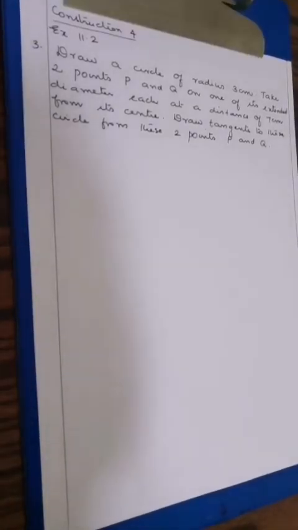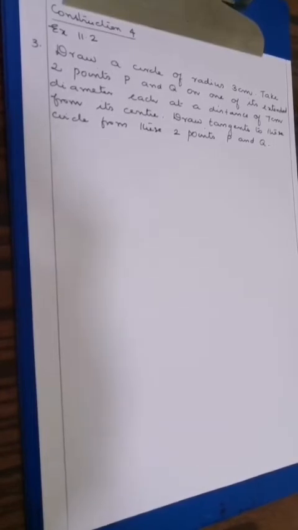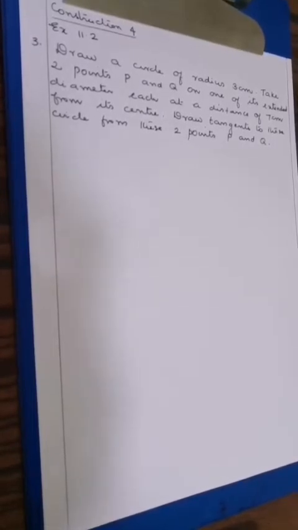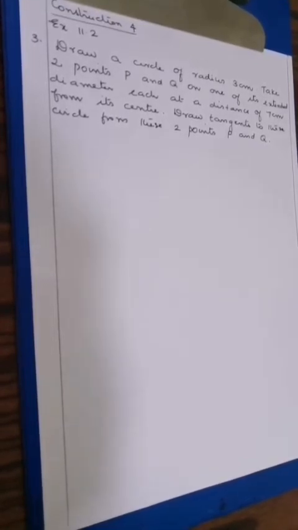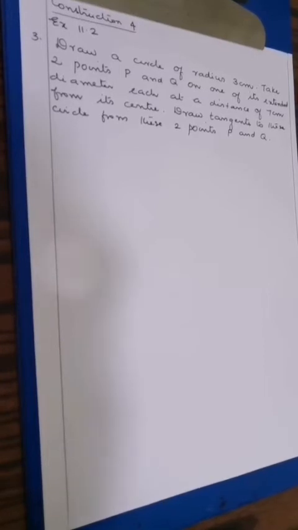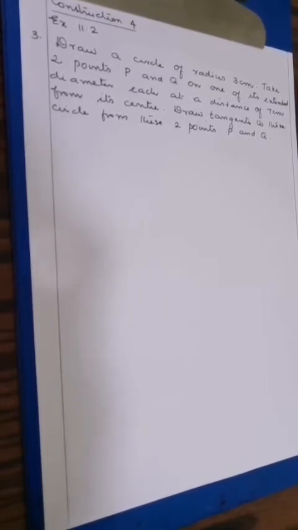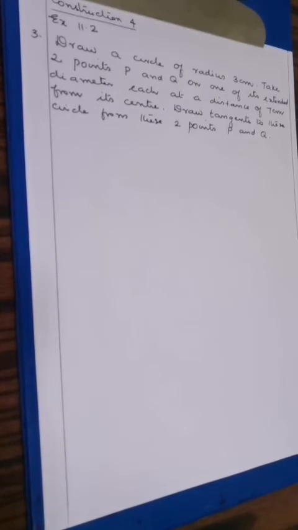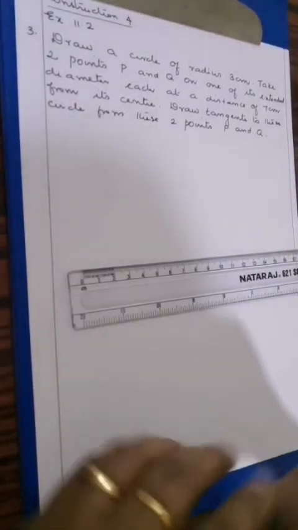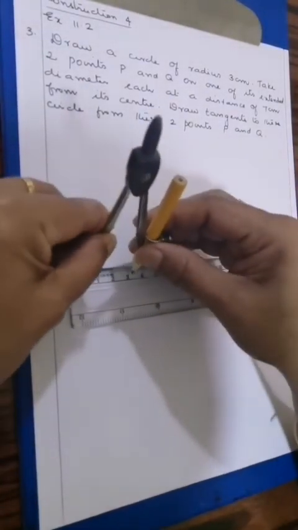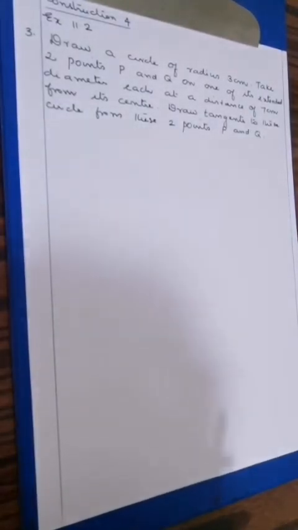Construction 4. Exercise 11.2, question number 3. Draw a circle of radius 3 centimeter. Take 2 points P and Q on one of its extended diameter, each at a distance of 7 centimeter from its center. Draw tangents to this circle from these 2 points P and Q. The method is the same. The first step, draw a circle of radius 3 centimeter.